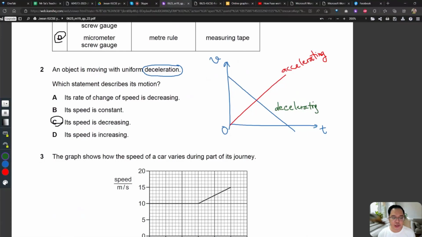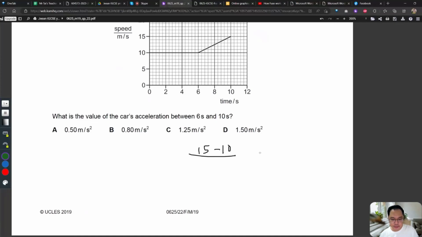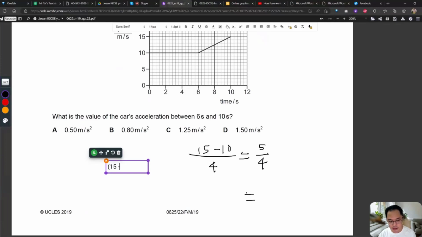Question 3. The graph shows how the speed of a car varies during part of its journey. What is the value of the car's acceleration between 6 seconds and 10 seconds? You forgot how to calculate it? Oh, you're doing it correctly. You can type in like this: 15 subtract 10, and then divided by 4, equal.